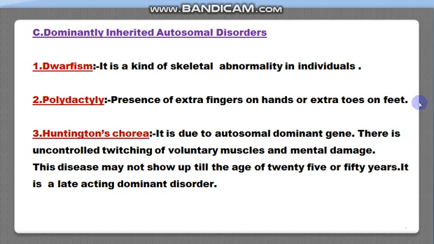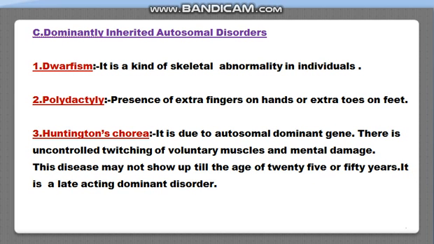It is due to an autosomal dominant gene, and in this disorder there is uncontrolled twitching of voluntary muscles and mental damage, and this disease may not show up till the age of 25 or 50 years, and it is a late acting dominant disorder.